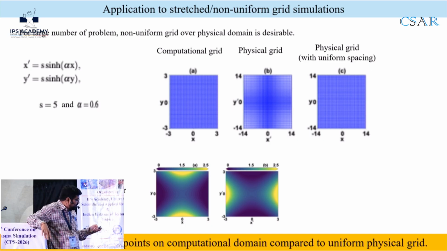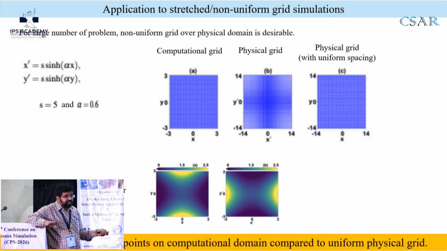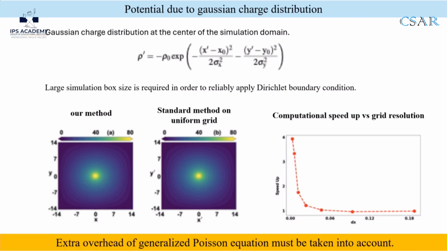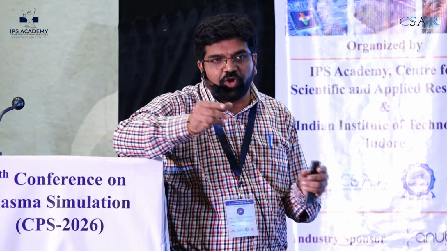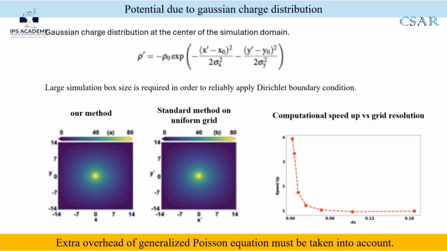Now, the advantage clearly would mean that on a computational grid, my box size is only -3 to 3. Whereas if you see here, it is -14 to 14, because space is stretched. So the number of grid points would have gone significantly higher if I had done this calculation on a uniform grid spacing. So these are the permittivity tensors. And again, we give some Gaussian charge distribution. Because this is a Gaussian charge distribution, I have to map it, because rho will get mapped as the differential volume element changes because of this mapping. I have to map rho into the computational grid.